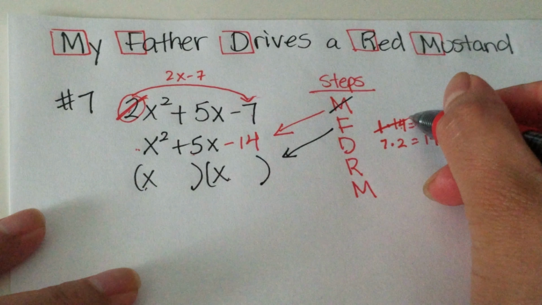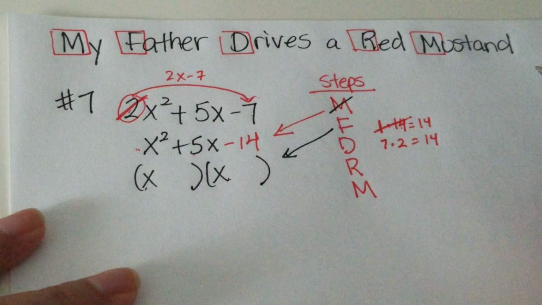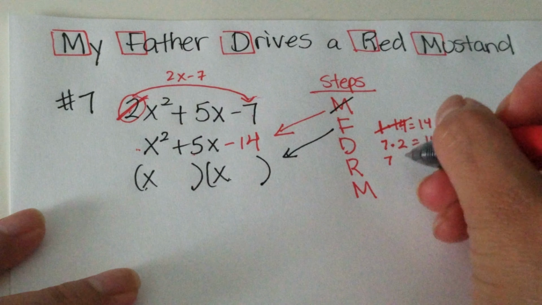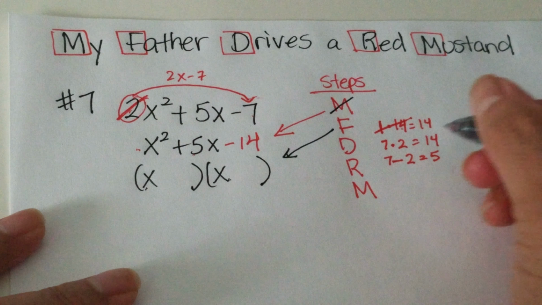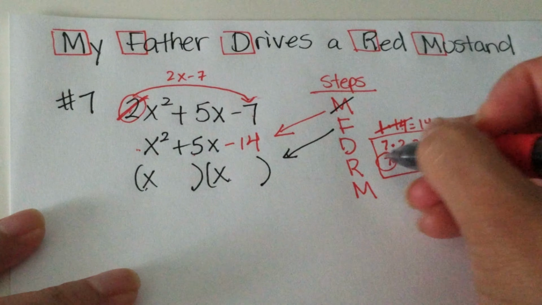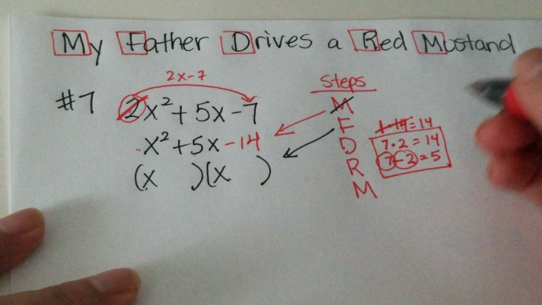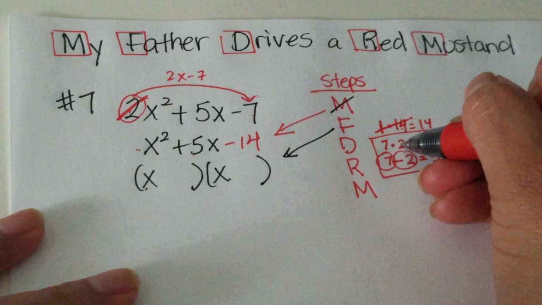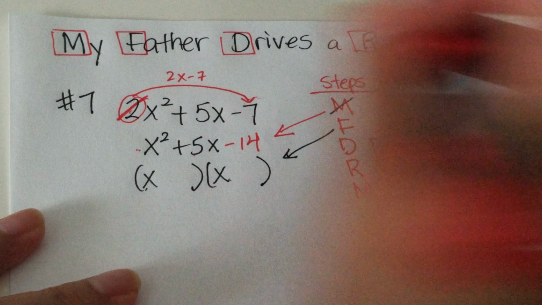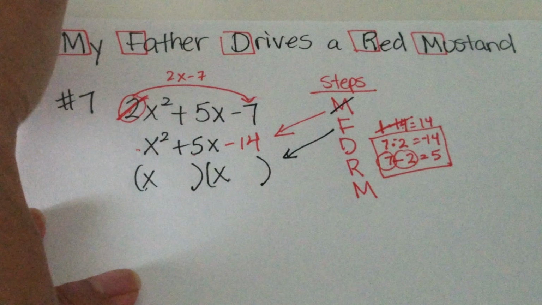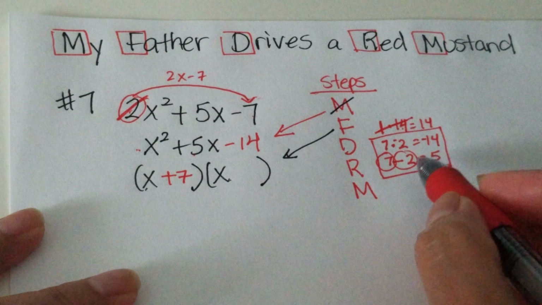Which pair will give you this 5 right here? 7 plus 2 is 9, but if we do 7 minus 2, we get 5. So the 2 will have to be negative, because 7 minus 2 is 5. So that's what we want. These are the numbers that we need. The 7 has to be positive in order to get positive 5. And if you multiply 7 times -2, you will get -14. So the factors will be positive 7, and the 2 will have to be negative.